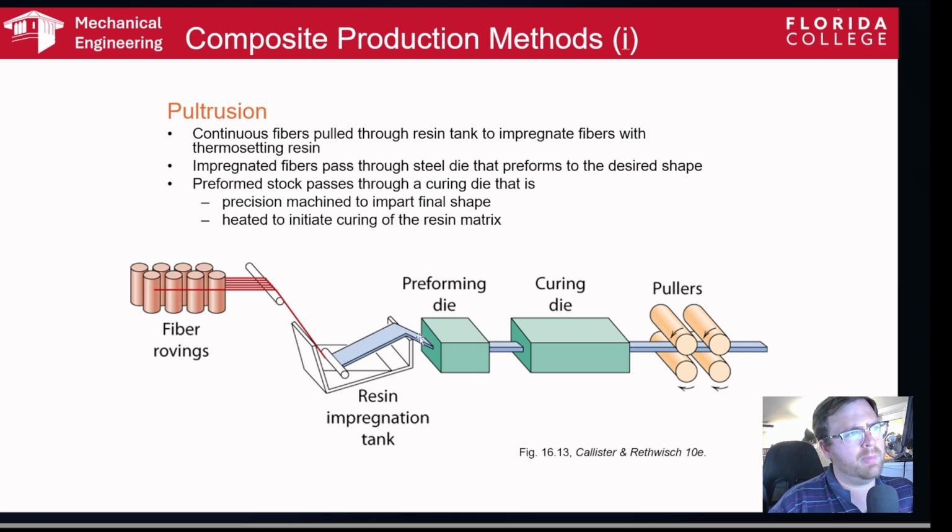Then they get put through a preforming die, which forms them into a certain shape. Then they're pulled through a curing die, which actually cures the material and hardens it. And then they go through the actual pullers. What this means is if you have really large fiber rovings and a lot of material in your tank, you can make this entire composite material continuously. You just keep pulling. The more you pull, the more material you make. And of course, you have to have a certain amount of time it goes through the curing die, right?